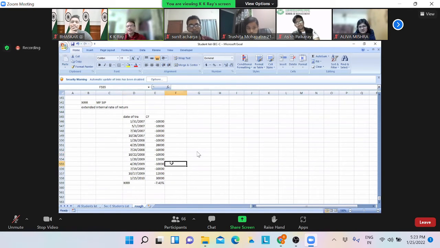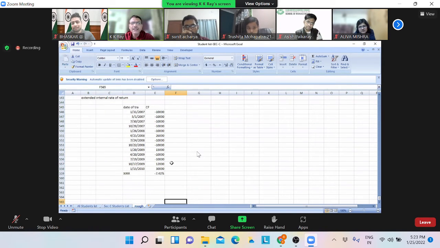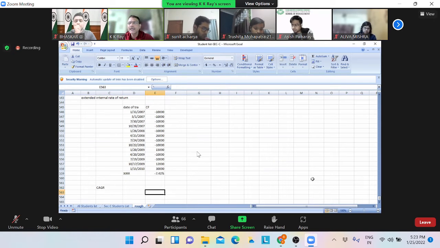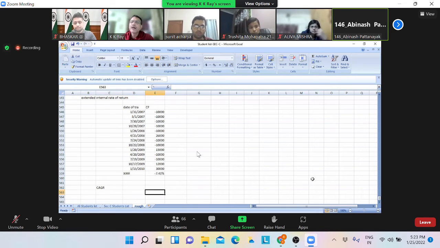So this is called the extended part. There are several kinds of examples that I have included in that Excel sheet. Please see those things, these varieties. Another very useful thing is called CAGR. What is the CAGR? Compound annual growth rate. Compounded annual growth rate is very useful for anybody who is in business.